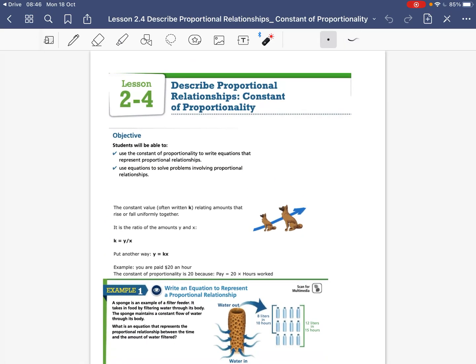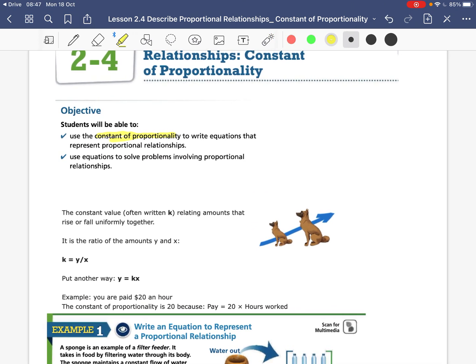All right, hi class. Today we are going to be looking at lesson 2-4. We're going to use constant of proportionality to write equations that represent proportional relationships. So this is a key concept for today. And we're going to use equations to solve problems that involve proportional relationships, all right?